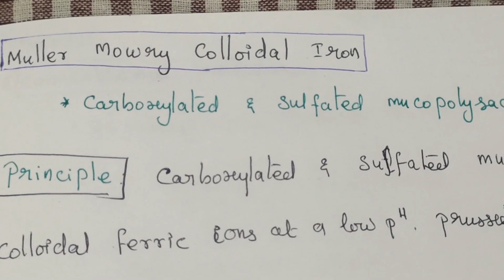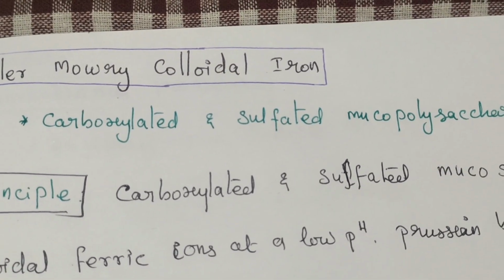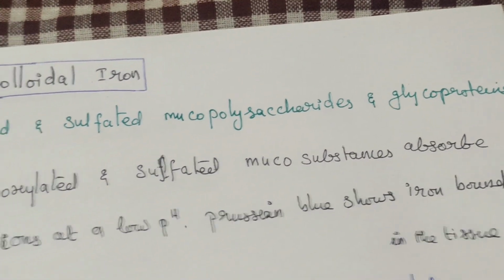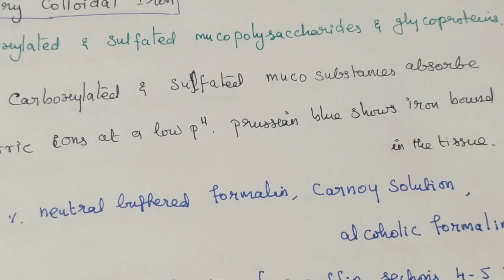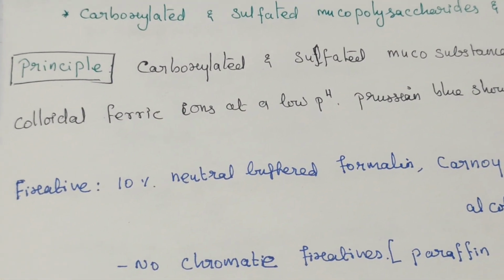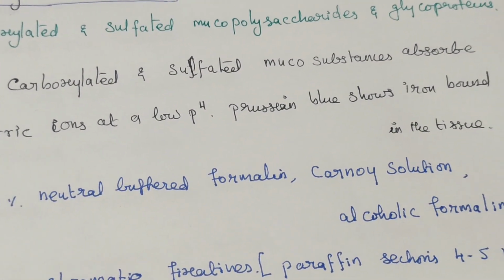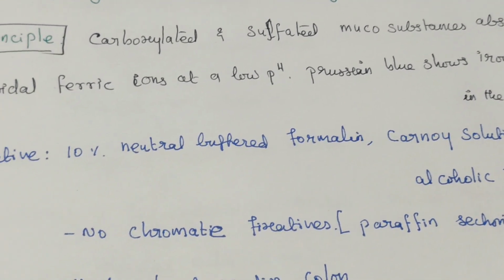Next method: Muller-Mowry colloidal iron. Usually it shows carboxylated and sulfated mucopolysaccharides and glycoproteins. Principle: carboxylated and sulfated mucosubstances bind the colloidal ferric iron at low pH. Then Prussian blue shows the iron bound in the tissue.